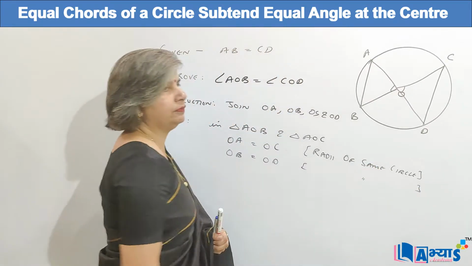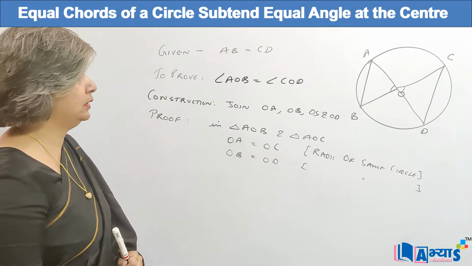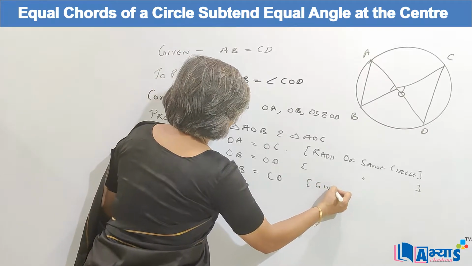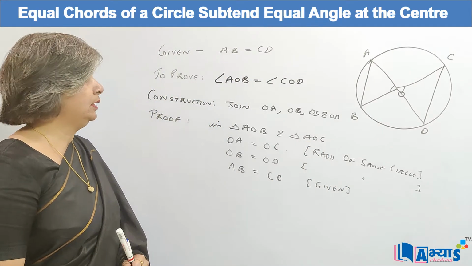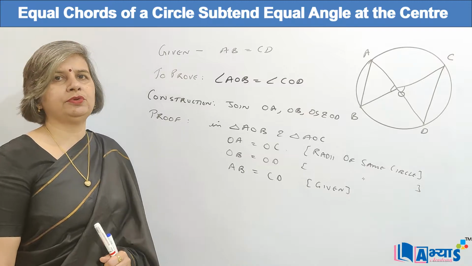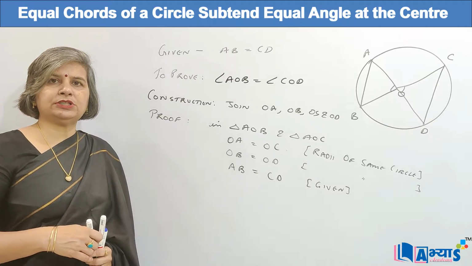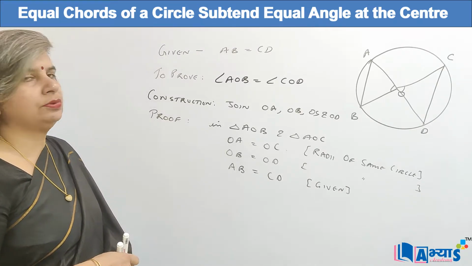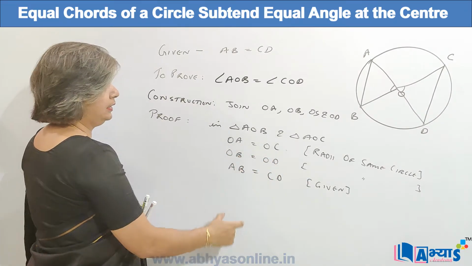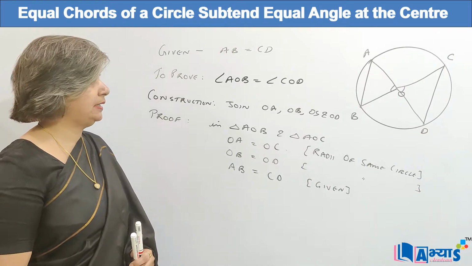They are also the radii of the same circle because OA, OB, OC and OD are the radii of the same circle. Now we are given that AB is equal to CD. It has been given to us because we have been given that the chords are equal. So AB is equal to CD. Now the SSS criteria shows the congruence of two triangles. The SSS criteria states that if three sides of one triangle are equal to the corresponding three sides of another triangle, then the two triangles are congruent, and here we have seen that OA is equal to OC, OB is equal to OD and AB is equal to CD. That means three sides of one triangle are correspondingly equal to the three sides of the other triangle.